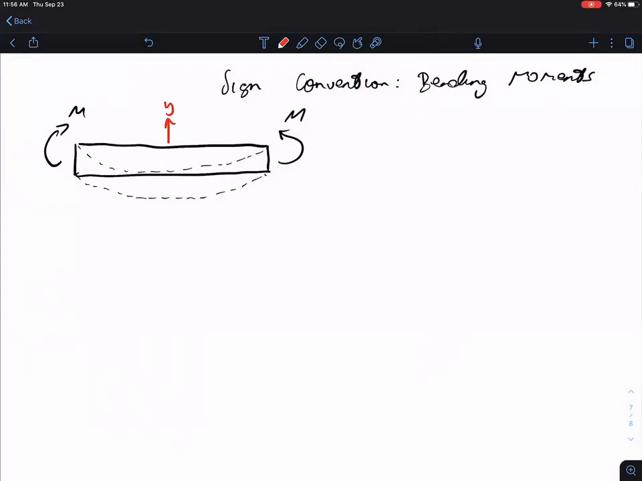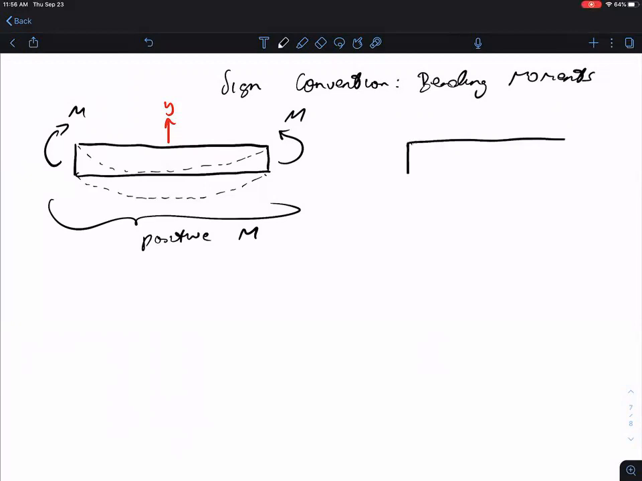So again, the moments produce bending in the segment that is concave upward or concave in the positive direction of the local y-axis. Therefore, we say that this is a positive moment. Now, keep in mind that we define the sign convention of internal bending moments over the segment, not at any particular end.